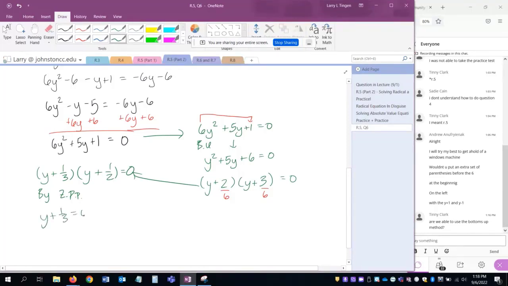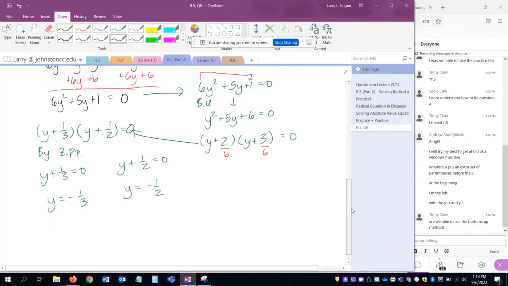So y plus 1/3 equals 0. Y is equal to negative 1/3. Y plus 1/2 equals 0. Y is equal to negative 1/2. So those are my two answers.